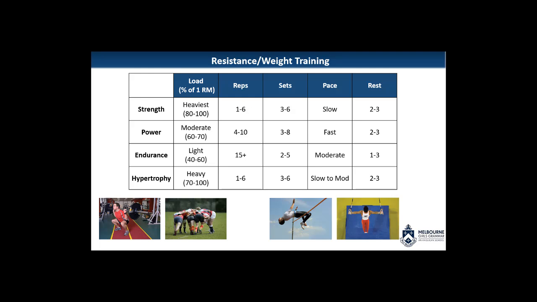Have a look at power. What variable stands out to you? Hopefully you're looking at the pace. It's fast, it's explosive. You're not going to be able to do that with a really heavy weight. And endurance, what stands out to you? Hopefully you're looking at the reps greater than 15. You can prescribe these within your training program.